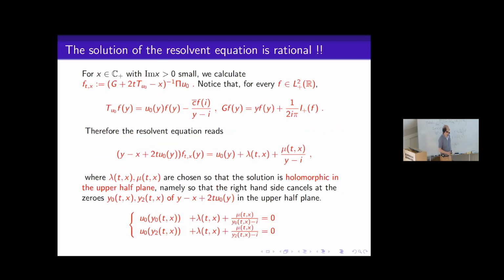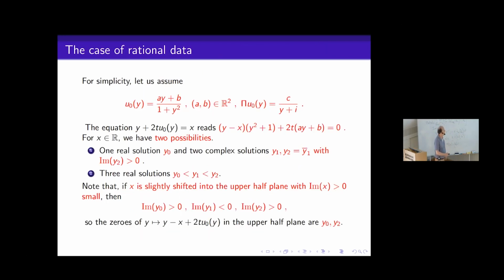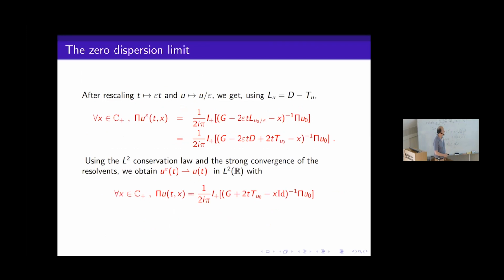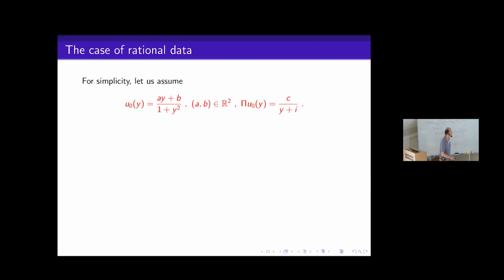Now, the miracle comes. I'm going to solve this equation here. I mean, not exactly this one, but the one with tΠu0, remember? The formula for my Πu is this one. So I have to invert G plus 2tΠu0 minus x acting on Πu0, which is a rational function. And I claim that the whole thing here is a rational function. This is a miracle. It's always the case.